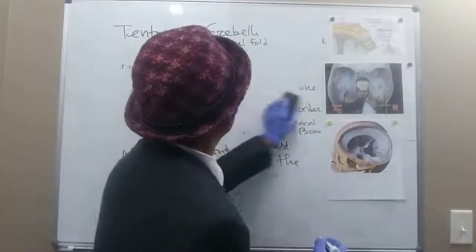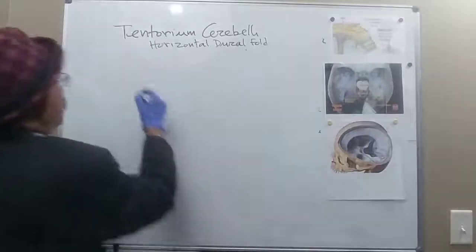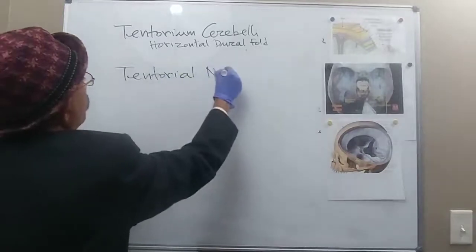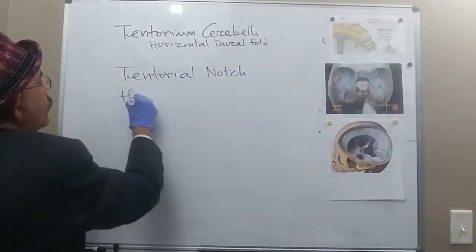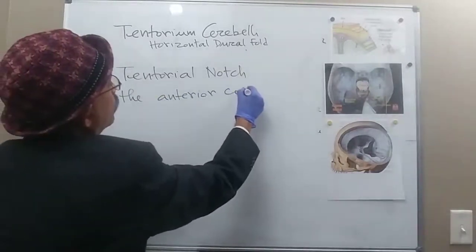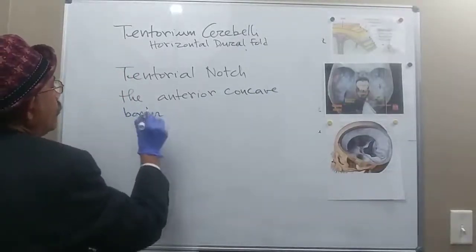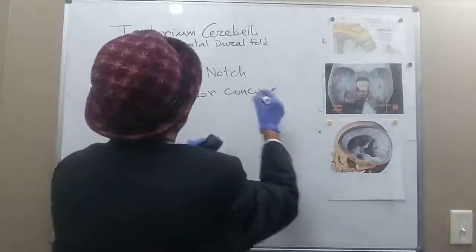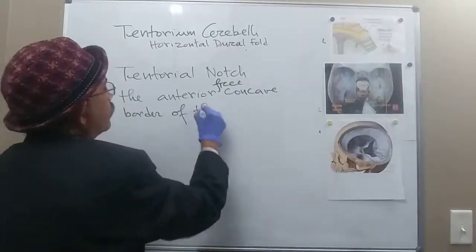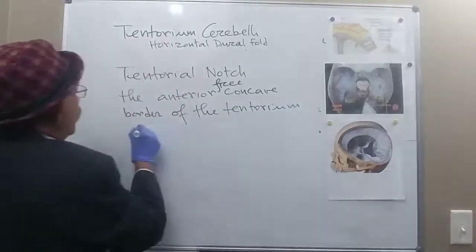It forms the tentorial notch. What is the tentorial notch? The tentorial notch is the anterior free concave border of the tentorium cerebelli.